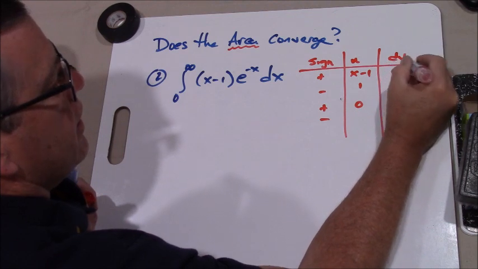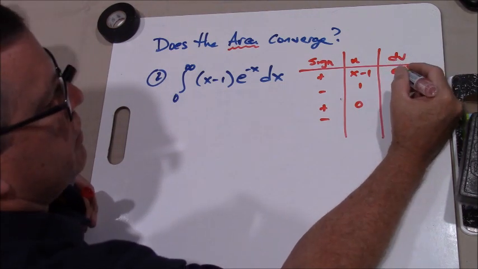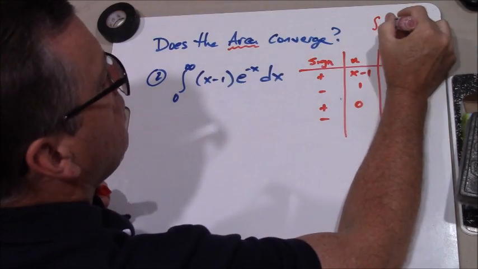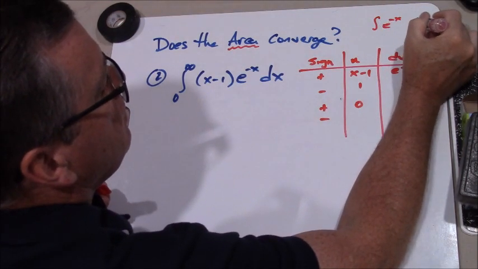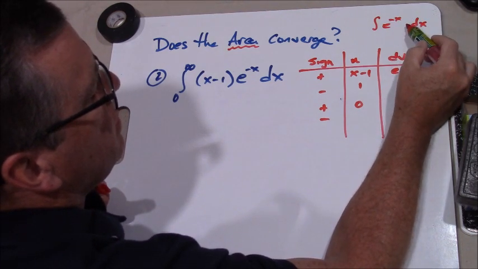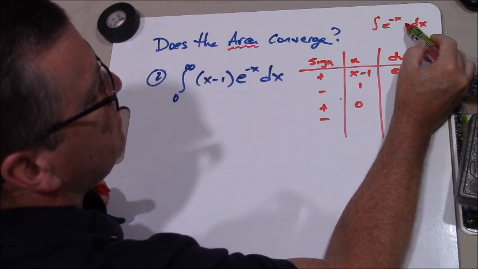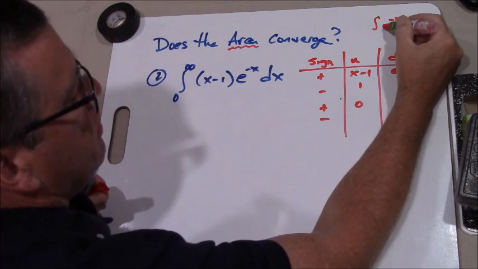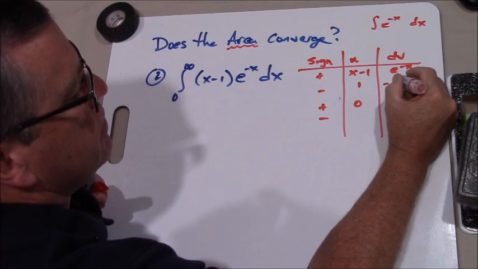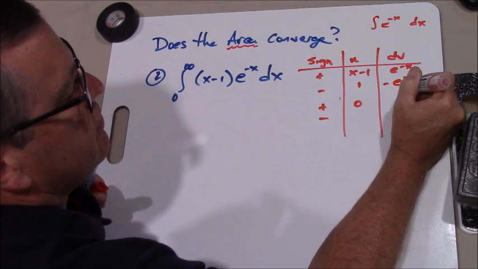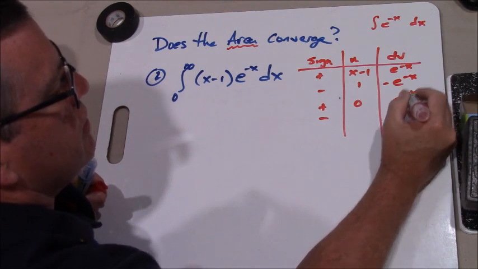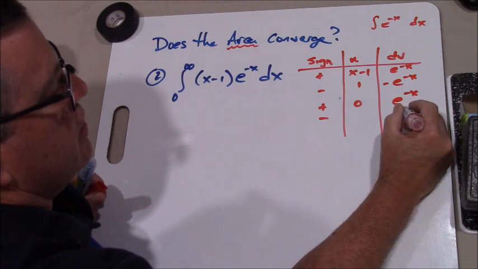E to the negative x, if I was going to integrate this, so think of this integral right here, e to the negative x dx. If I let u equal this, then du is going to be a negative 1 times dx. And then I know the integral of this is just the same thing. So what that does is it gives me a negative sign out in front. And then I do it again, and I'm back to e to the negative x. And I do it again, and I get a negative e to the negative x.